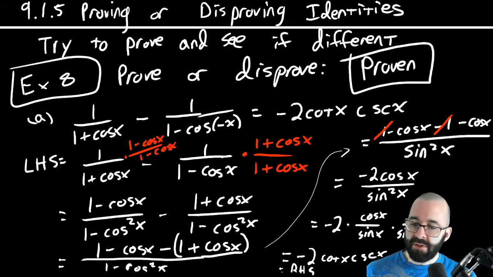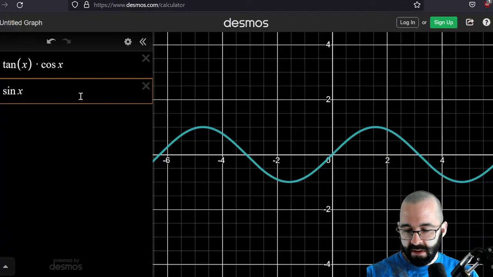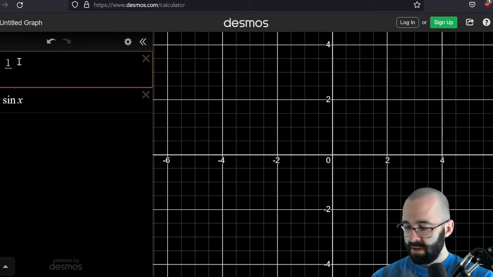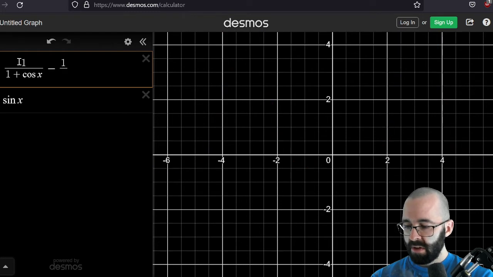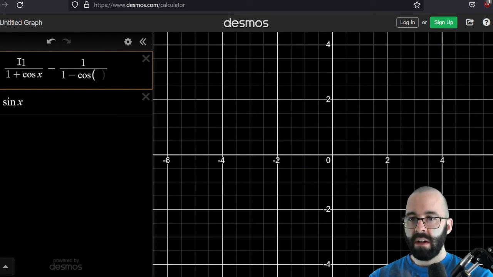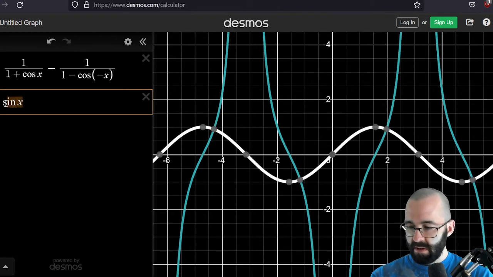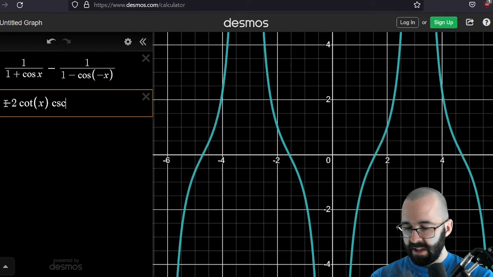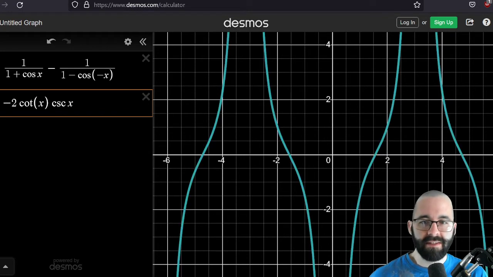And again, if you're ever in doubt, especially on these prove or disprove ones, go over to Desmos and graph it. All right, the left-hand side, that was 1 over 1 plus cosine of x minus 1 over 1 minus cosine of negative x. Is that equal to the right-hand side? And the right-hand side was negative 2 cotangent of x times cosecant x. Yep. They're exactly the same. Very good.